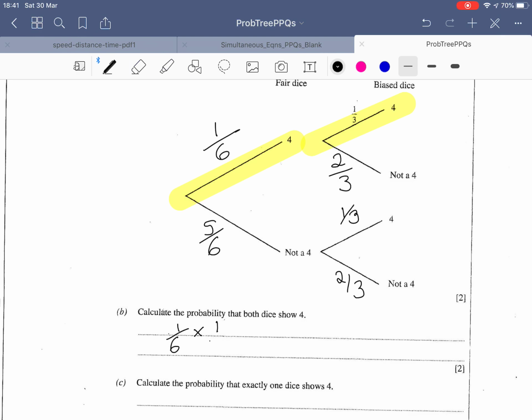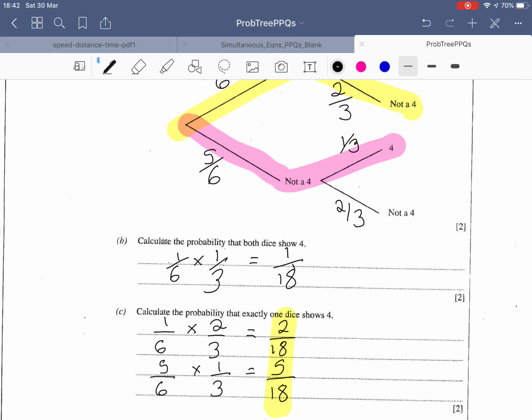We now need to add these up. So don't forget, when we're adding fractions, we don't add the bottom, so it's just 2 add our 5, which is 7/18.